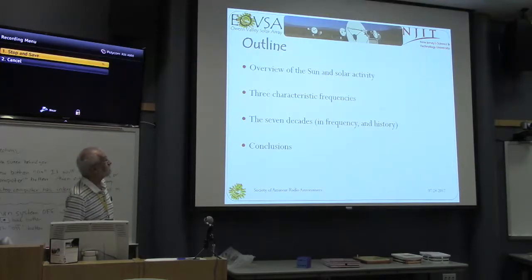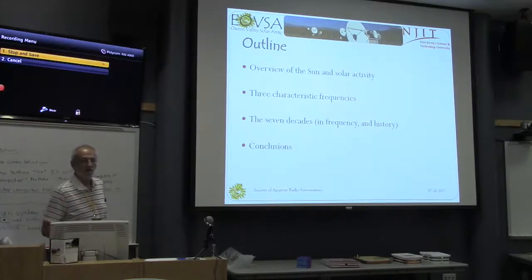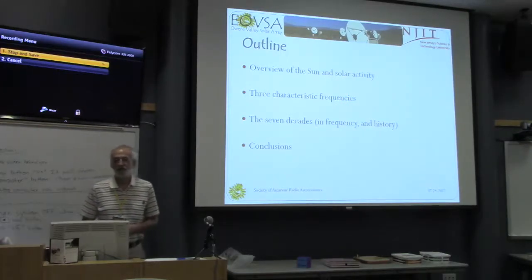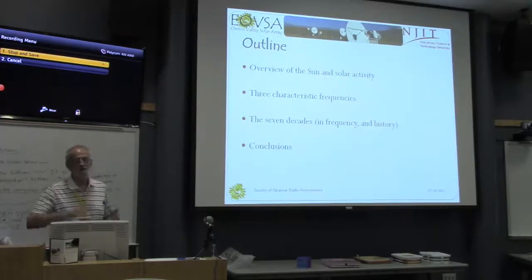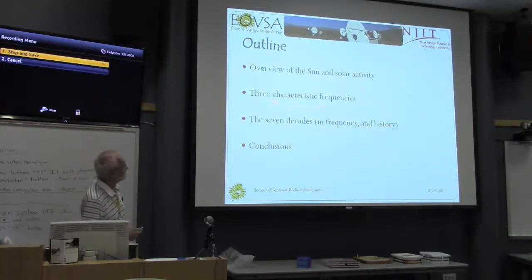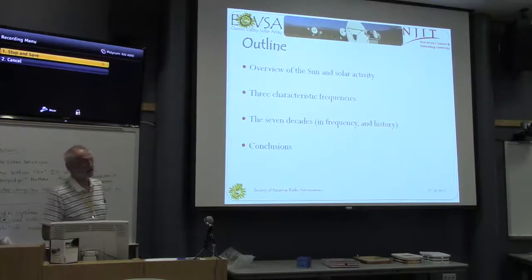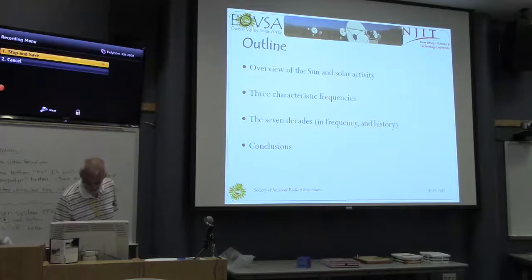So I'm going to give an overview of the sun and solar activity, just a couple of slides to orient you to some of the things I'll talk about. And then I'm going to introduce 3 characteristic frequencies, because this 7 decades of frequency is really way too much to cover without some kind of framework in which to understand all the phenomena there. And I think these 3 characteristic frequencies of a plasma turn out to be ideal for that. And then I'll go through the 7 decades in frequency and in history, and then I'll just end with a couple of conclusions.